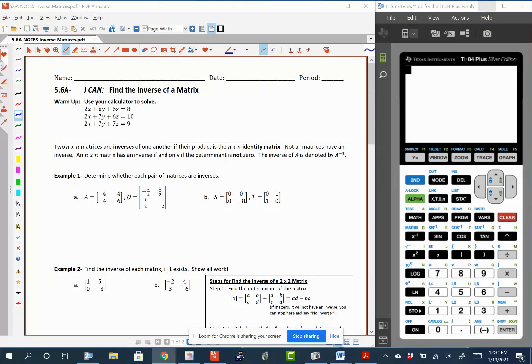We're going to talk about section 5.6a, and we're going to find the inverse of a matrix. But before we do that, let's go ahead and look at this warm-up. It asks us to use our calculator to solve this.